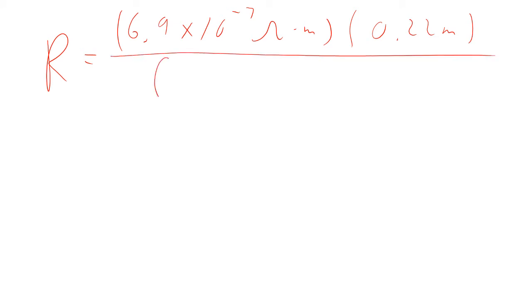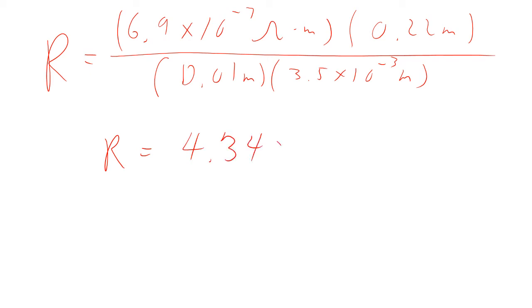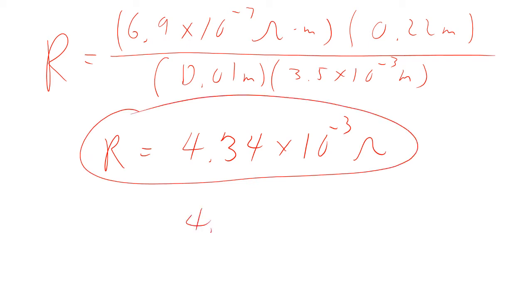So R is going to be 6.9 times 10 to the minus 7 ohm meters, times 0.22 meters, because it's 22 centimeters long, divided by 0.01 meters times 3.5 times 10 to the minus 3 meters. So the resistance is a puny 4.34 times 10 to the minus 3 ohms. So in other words, the resistance is 4.3 milliohms.